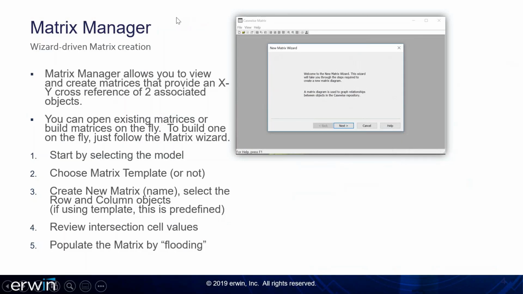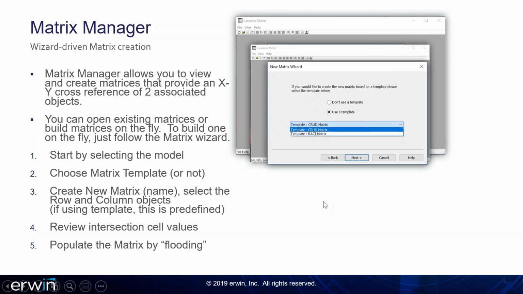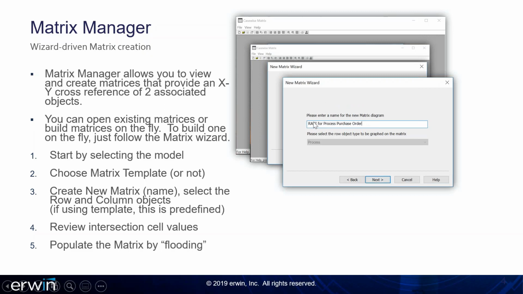The way you go about creating a matrix is a wizard-driven approach. Once you choose the model you're working in, you would go ahead and click File, New Matrix. When you get to the screen, you get to choose whether or not you will be using a template. If you use a template, your rows and columns are predefined. Don't forget to give your matrix a name. You have to give it some sort of name that makes sense.